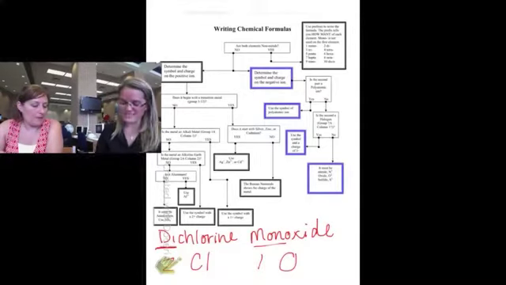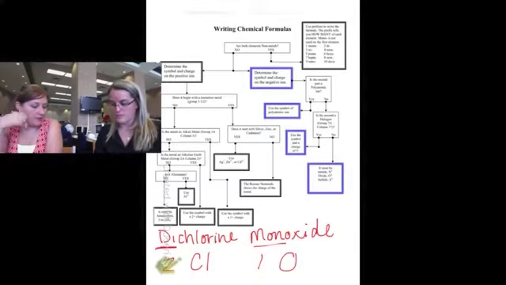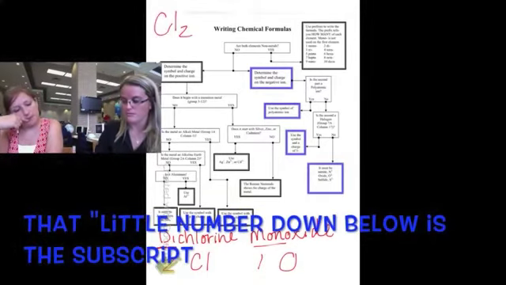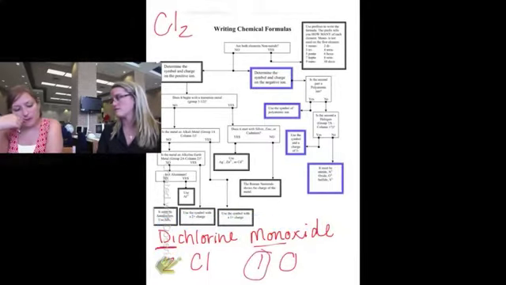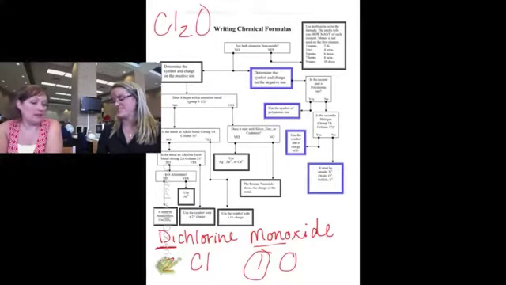How do you think we might write 2 chlorines if we were putting it in a formula like we've done with all the others? Well, we usually use the little numbers down below. So we're going to write Cl with the little number 2 down below, and then oxygen. Remember, what about the 1s? We don't write 1s. That's it. It's really easy.